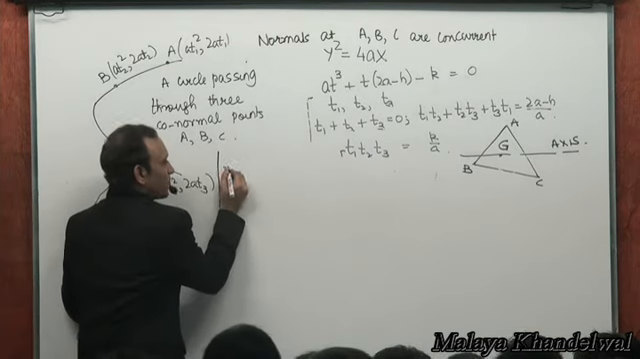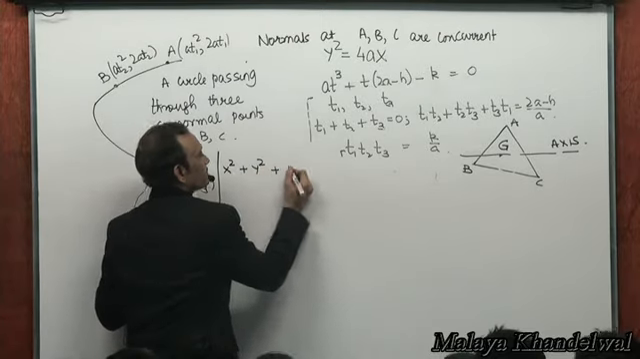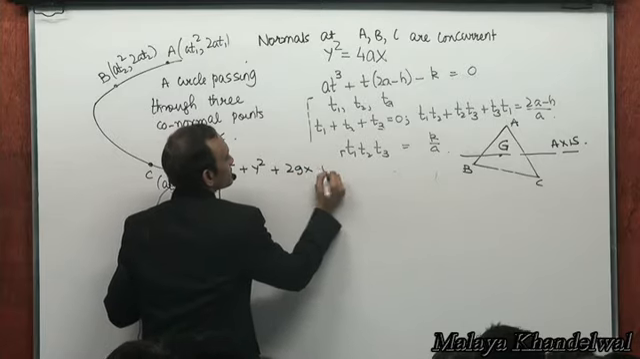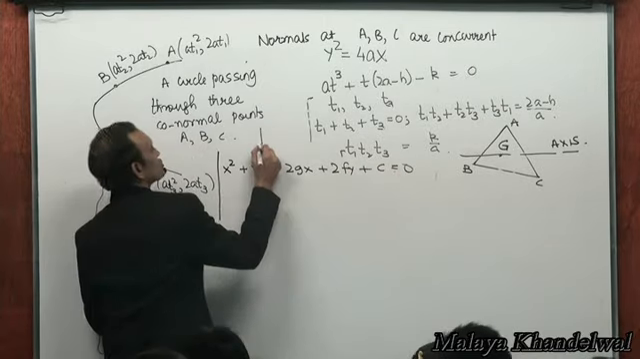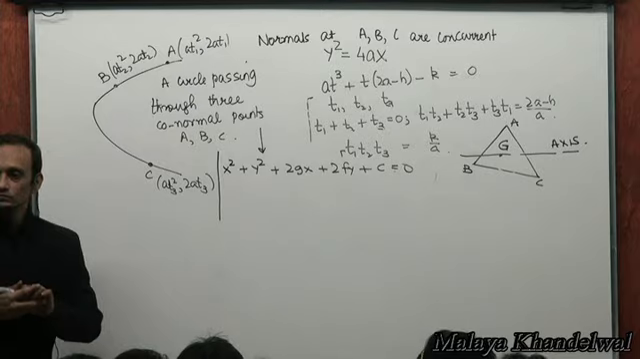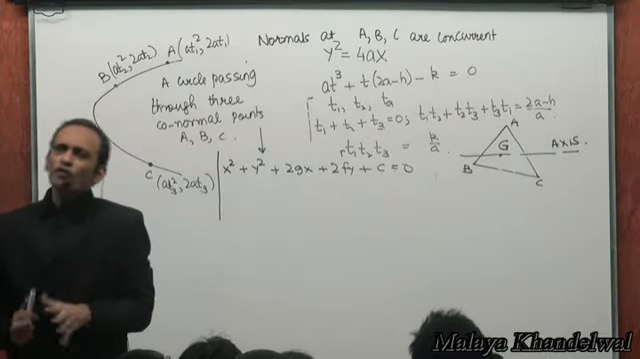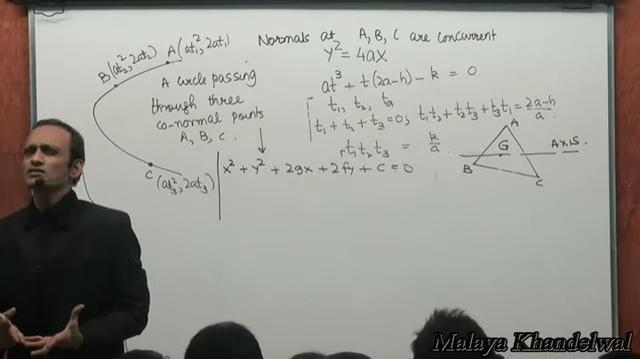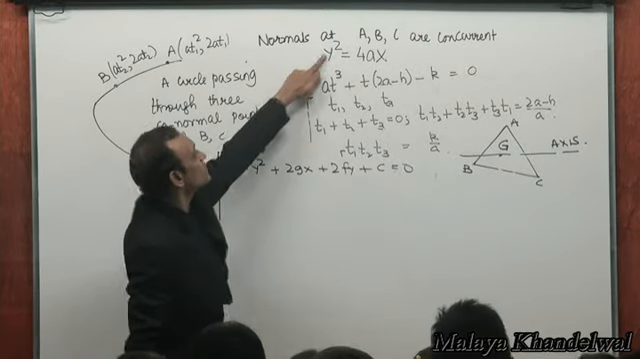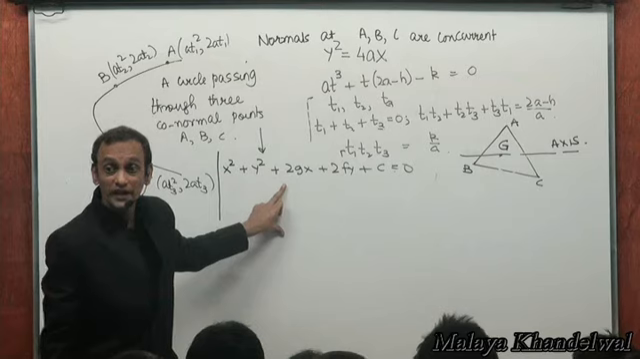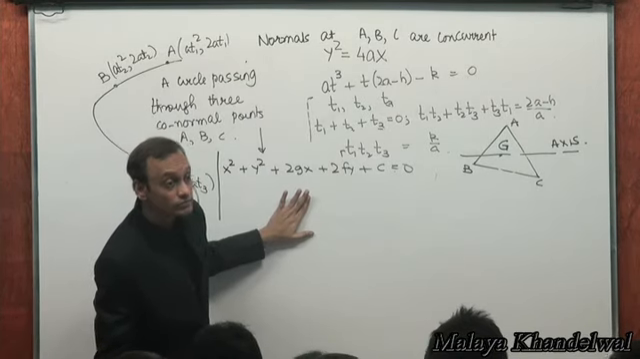Suppose the circle that passes through ABC is x square plus y squared plus 2gx plus 2fy plus c equal to 0. Suppose this is a circle that passes through these 3 points. Now, how do you find the intersection of this circle with the parabola? If you solve this equation and this equation together, you would get xy's that lie on the parabola as well as on the circle.